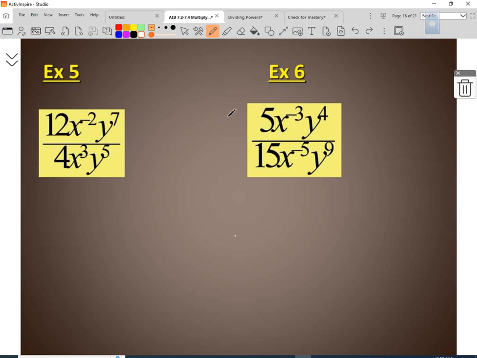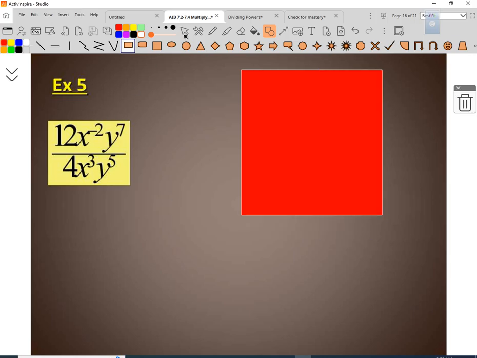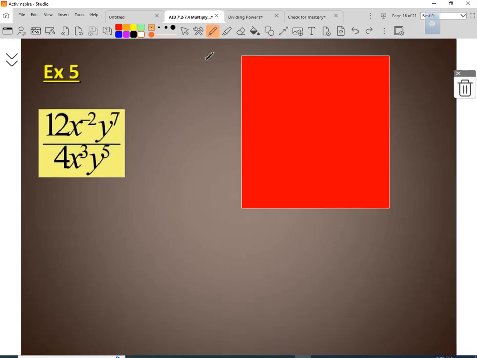We are going to do example 5. So, this tricks some kids up, right? The 12 on the top and the 4 on the bottom. Remember, what's the exponent on the 12? 1. What's the exponent on the 4? 1. So they have their own exponent. They're not getting raised to the negative 2 power to the 3 power, right?